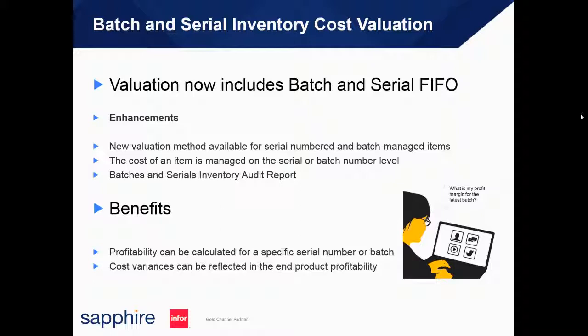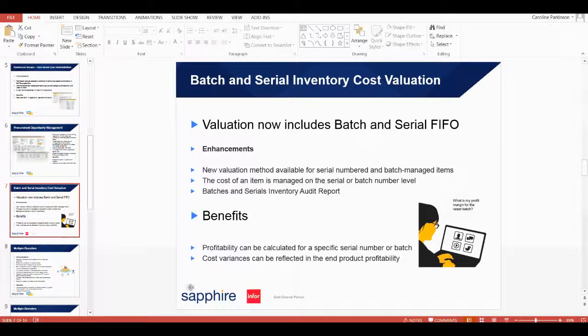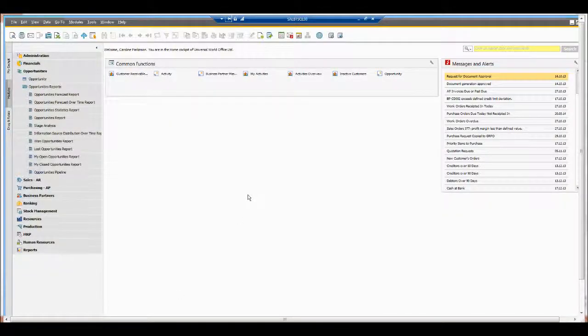The benefits being that profitability can be calculated for a specific serial or batch, and cost variances can be reflected in the end product profitability. So let's just come into SAP Business One and take a look at that.